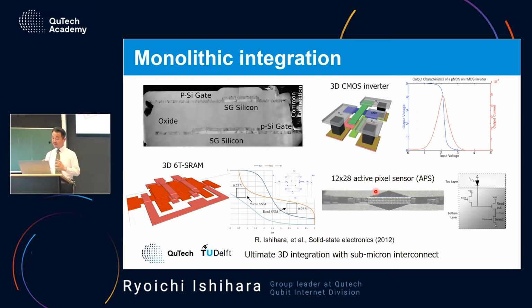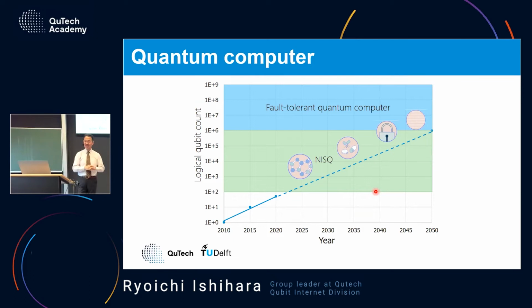Again, like Sony's image sensor, it can do image processing very fast. Okay, so these are the 3D integration technologies in classical computers. So let's switch to quantum computers.